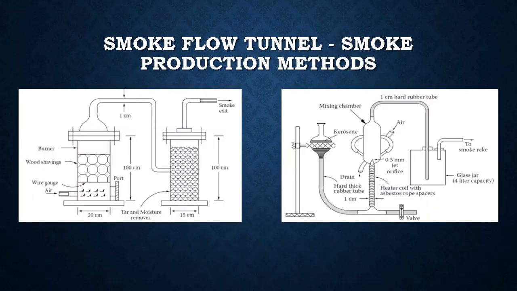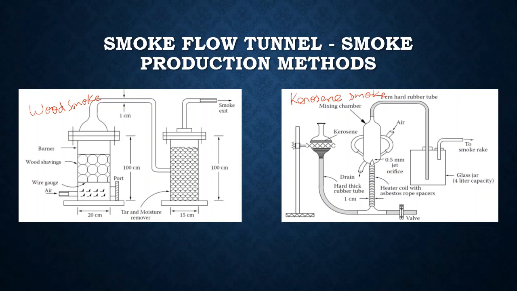Next, what are the smoke production methods for the smoke flow tunnel, right? So there are 4 different methods for smoke flow production. For this smoke production, initially we are going for the wood smoke production method. So this is called the wood smoke production method, and the second one is called the kerosene smoke production method.